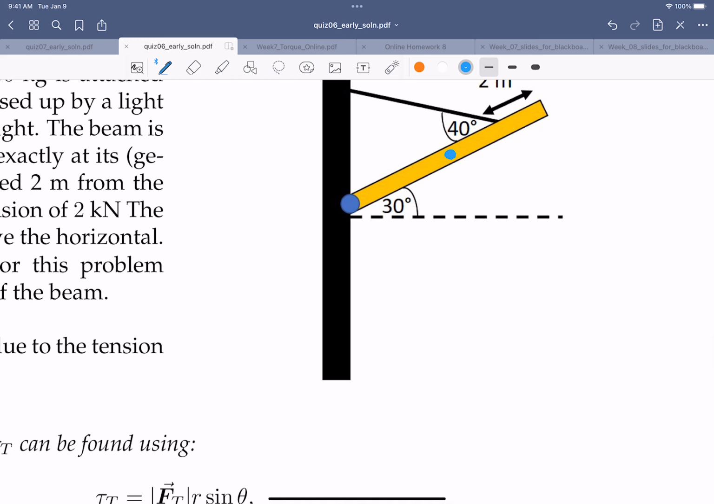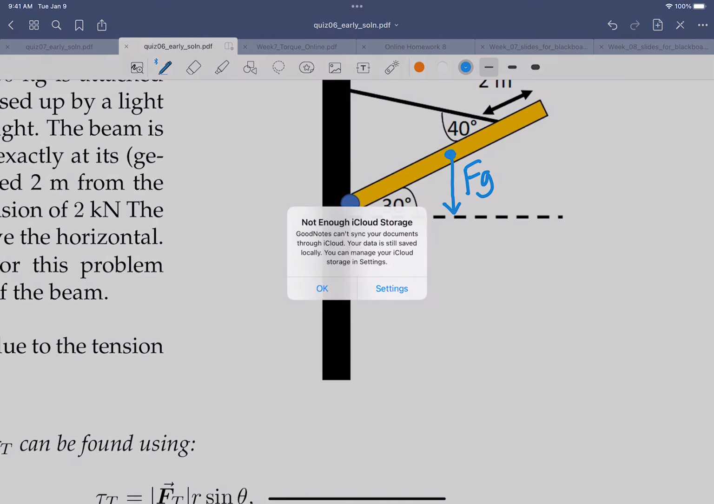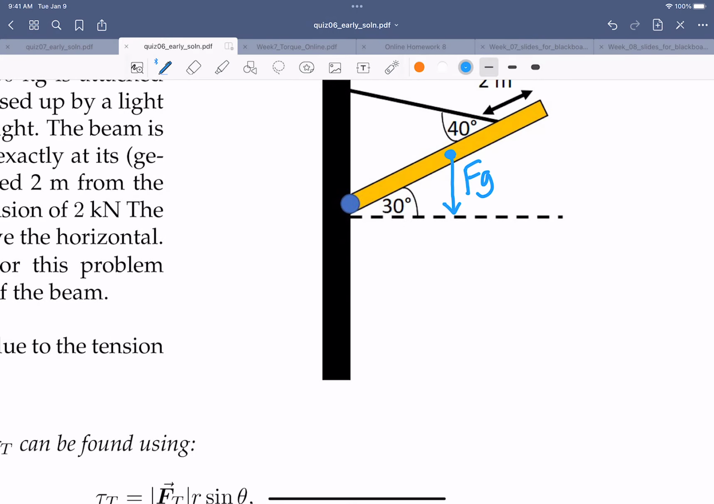Well, if this is our force of gravity here, like this, what is our angle? Excellent. Yep, 100%. This is 90 degrees. 90 plus 30 is 120. So this is 60. Is that how you got it, Matthew?